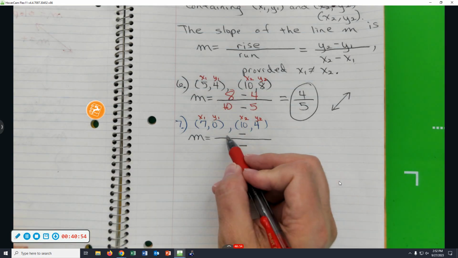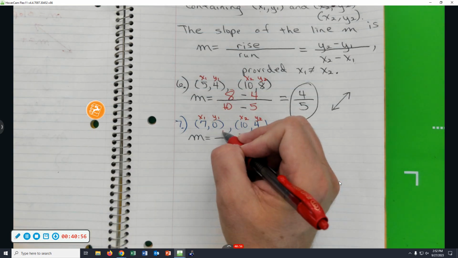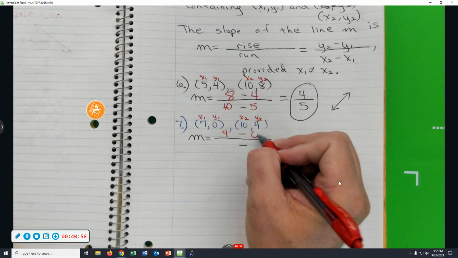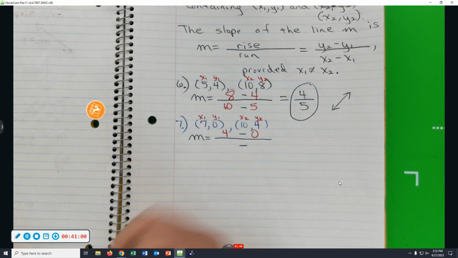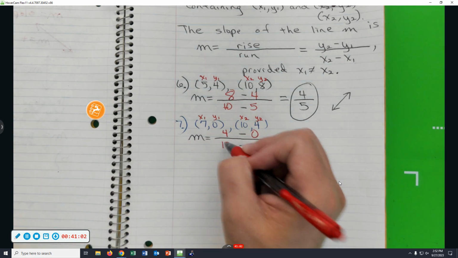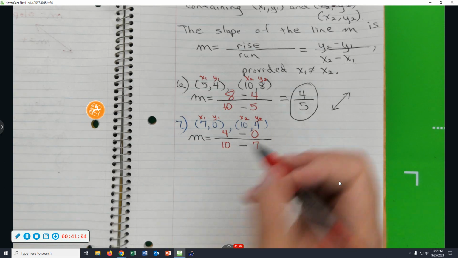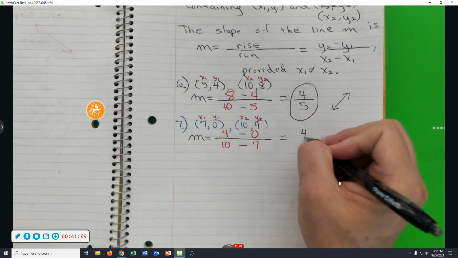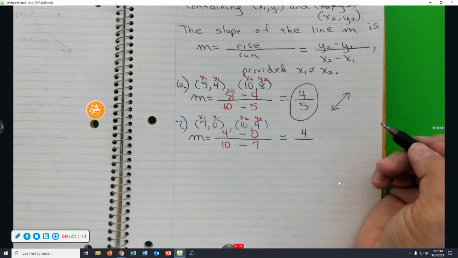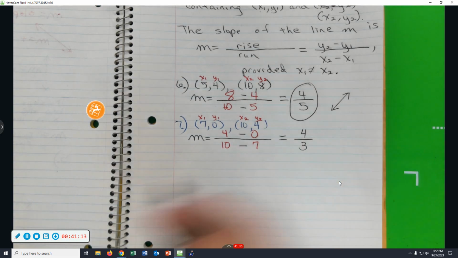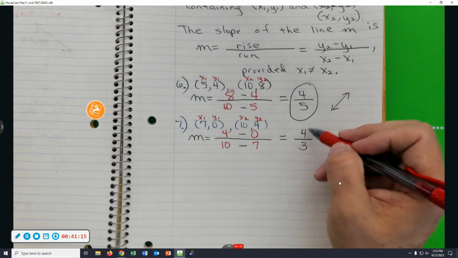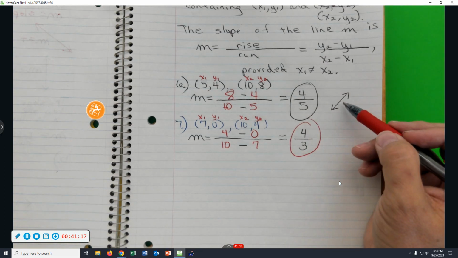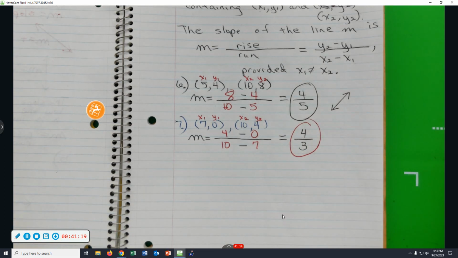What's going to go here? 4 minus 0, and on the bottom, 10 minus 7. Wow, this is another one that reduces really easily, just to 4 over 3. Once again, it's a positive slope. We would expect the line to be rising from left to right. Any questions there?